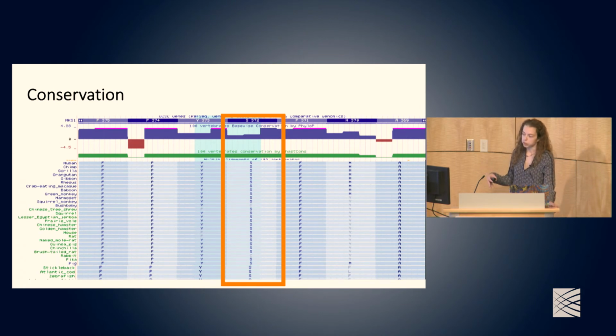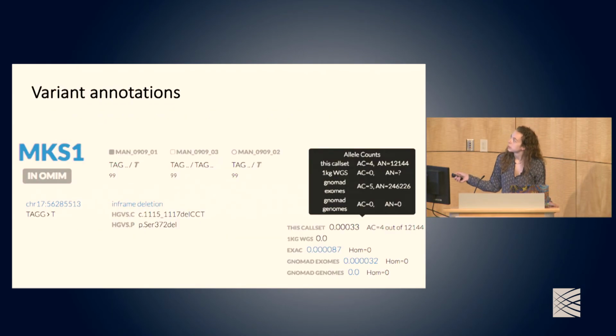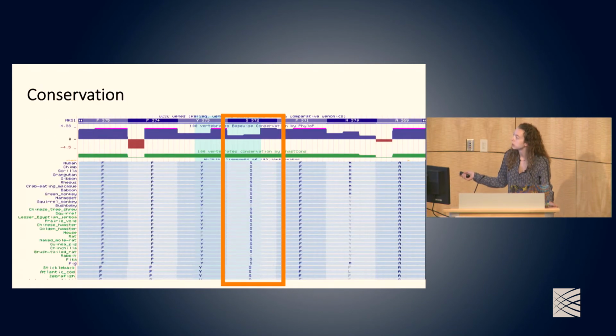Even though many of these scores use conservation, I tend to look at conservation also. This variant here is the deletion of this serine at position 372. I think about this sort of like a missense variant. Is this very conserved? If I deleted it, would I expect it to cause a problem? You can see it's pretty conserved. It's a C, or cysteine, in some places.